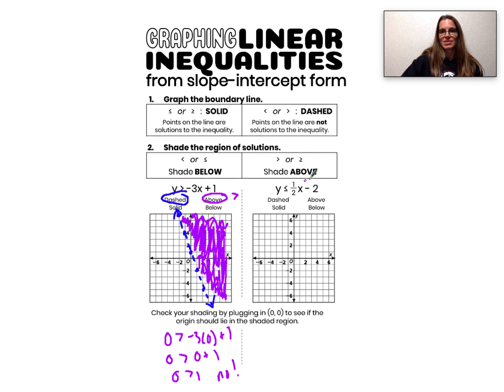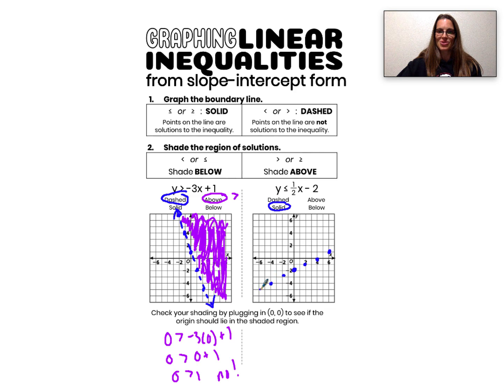Next example. Again, for an inequality, first boundary line, thinking about should it be dashed or solid, then shading. Boundary line first. Should my boundary line be dashed or solid? Are points on the line solutions to the inequality? I have a less than or equal to symbol. That means points on the line are solutions, and so I will have a solid boundary line. Let's graph that first. Y-intercept of negative 2, slope of 1/2. Up 1 over 2, up 1 over 2, down 1, left 2.